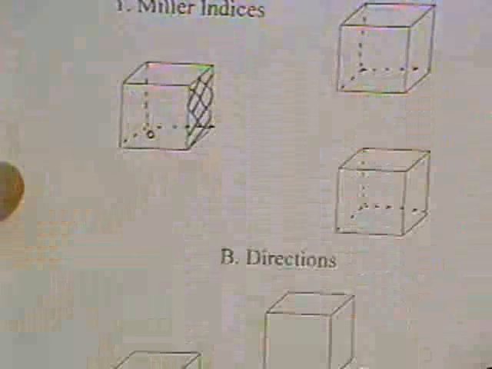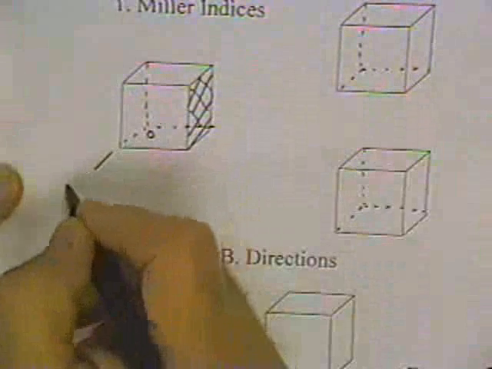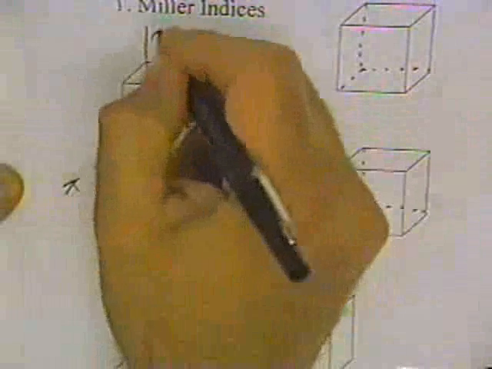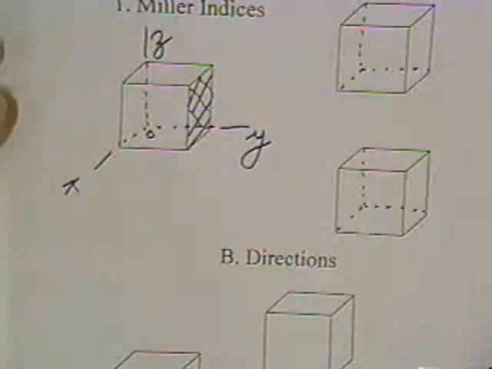Oh, and I guess we should define our axes. I'm going to let X come out towards us, Y here, and Z will come out the top. Now, with the Miller indices, the first thing you need to do is get the intercepts.